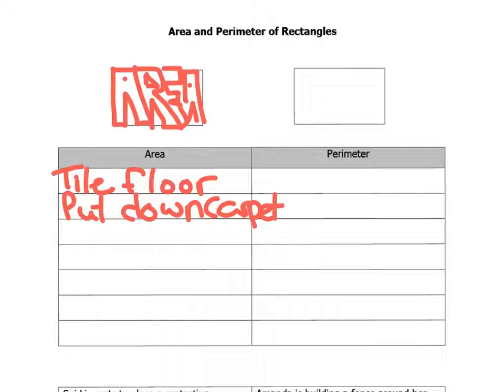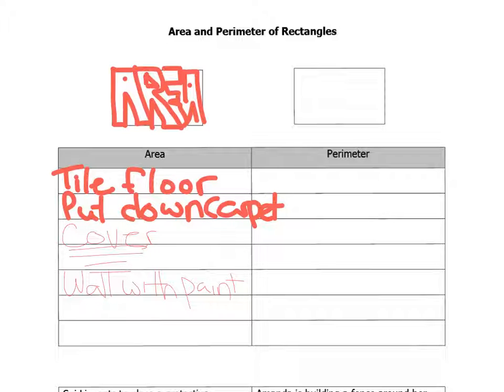To cover something with saran wrap, like leftovers. The idea is that you are covering something. You're covering the floor with tiles. You're covering the floor with carpet. You're covering a wall with paint. If it sounds like you're going to cover something, that is area.